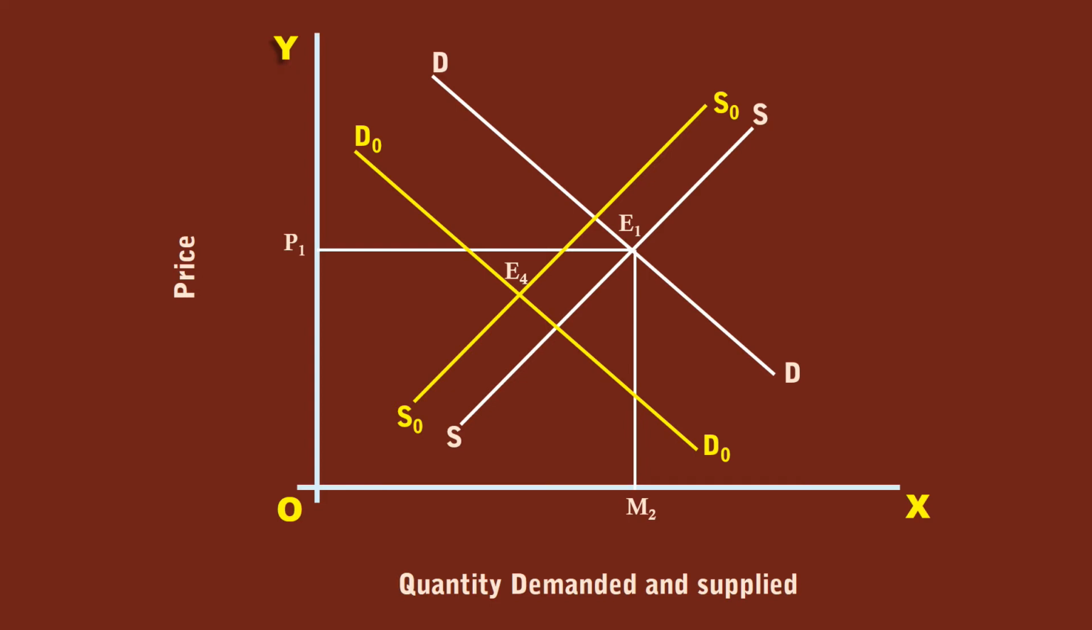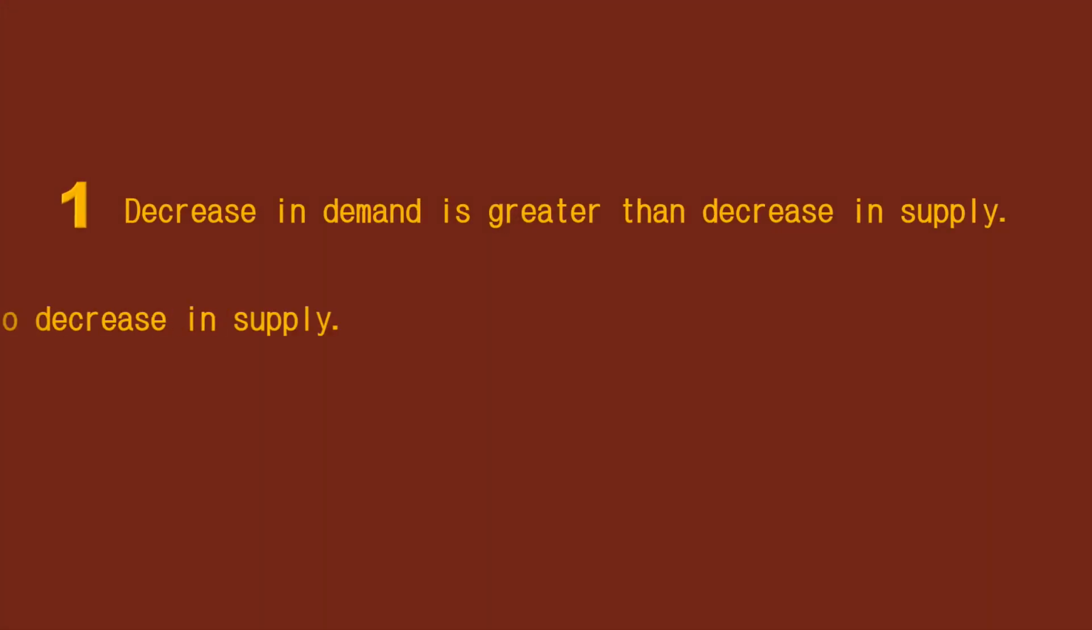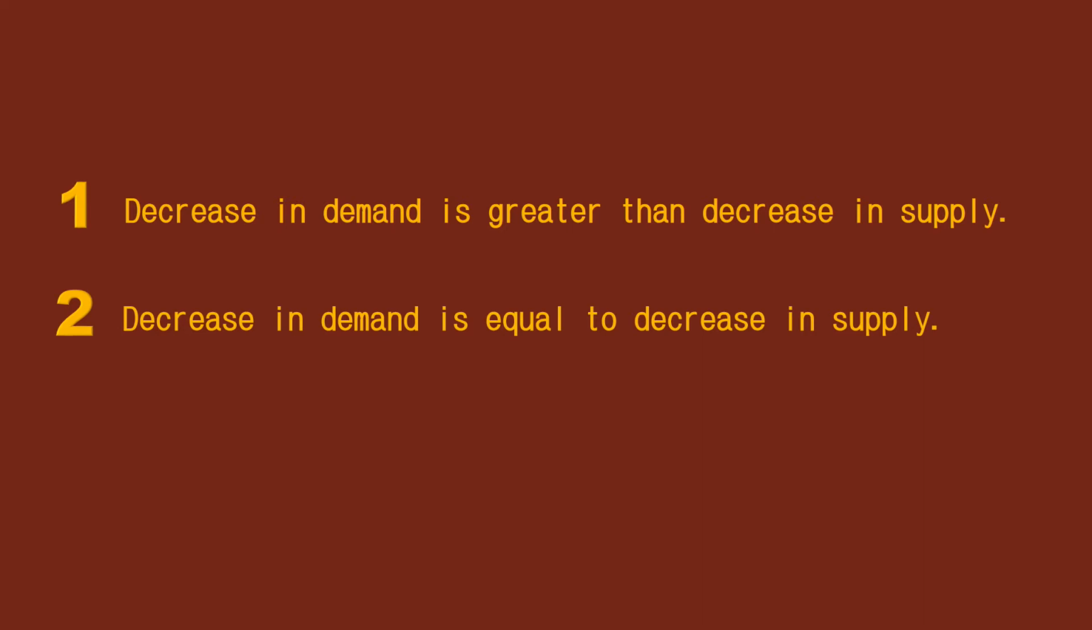S0. The new price is P0. The new equilibrium quantity is M1. The net result is the price decreases from P1 to P0. The quantity decreases from M2 to M1. The impact of decrease in demand and supply is partly absorbed by a fall in price and partly by a fall in quantity. 2. Decrease in demand is equal to decrease in supply.